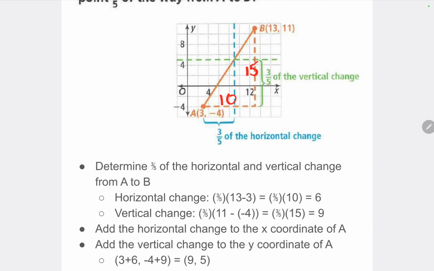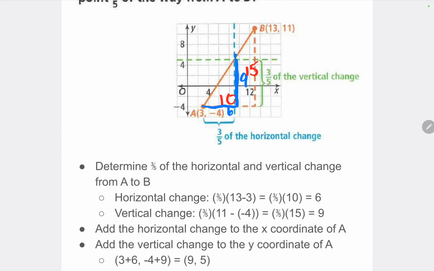3/5 of 10 is 6. I'll draw that in blue. And 3/5 of 15 is 9. I'll draw that in blue as well. And you can see that I have a smaller, similar triangle here. And that's going to help me to locate my extra point. So this is 6. This is 9.